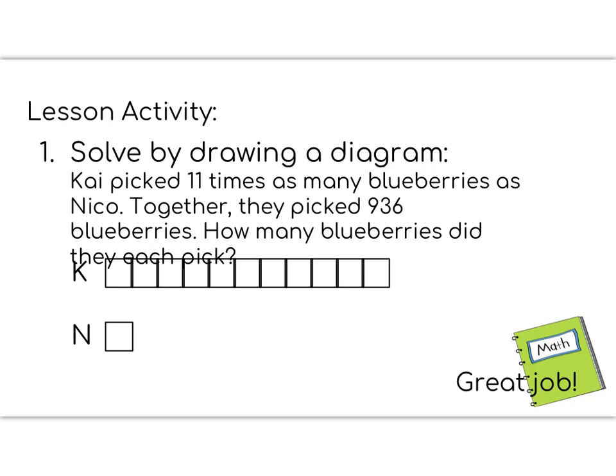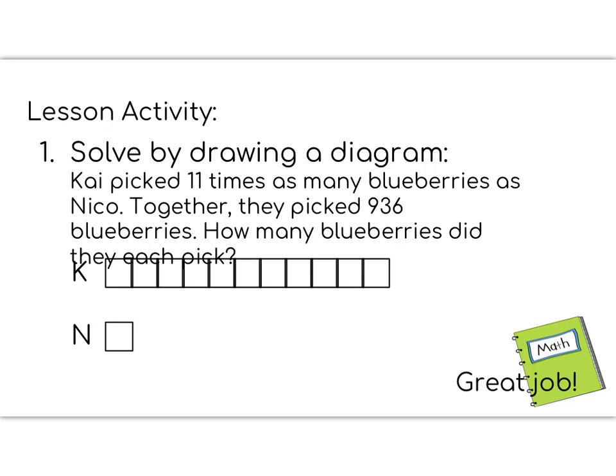Today's lesson is a short one. It's time to go to your lesson activity. The lesson activity says, solve by drawing a diagram. Kai picked 11 times as many blueberries as Nico. Together, they picked 936 blueberries. How many blueberries did they each pick?